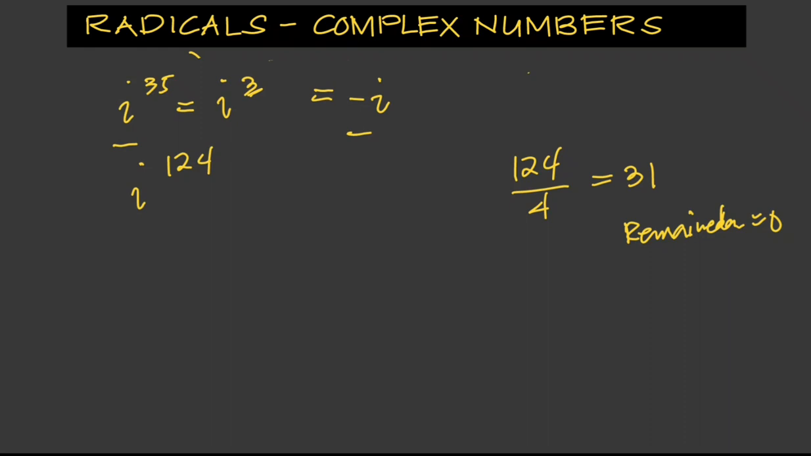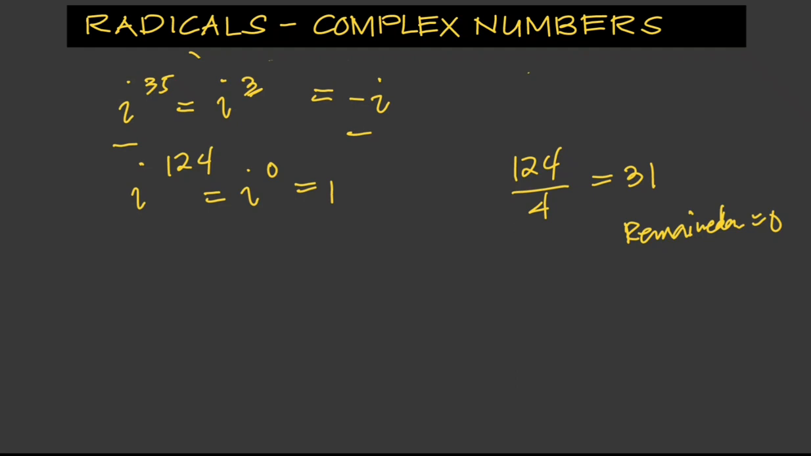Since our remainder is 0, we will use that remainder as an exponent on i. Therefore, i to the 124th is just equal to i to the 0, which is just equal to 1. So when performing operations, addition, subtraction, multiplication, or division, we can handle i just like we handle any other variable.